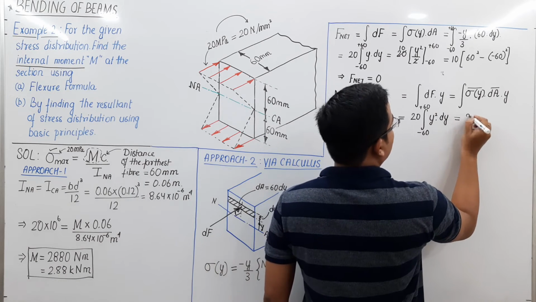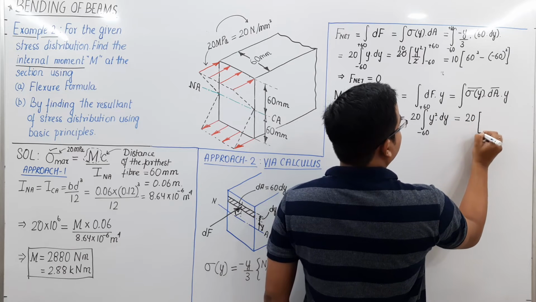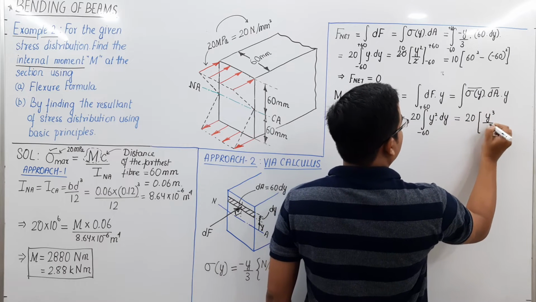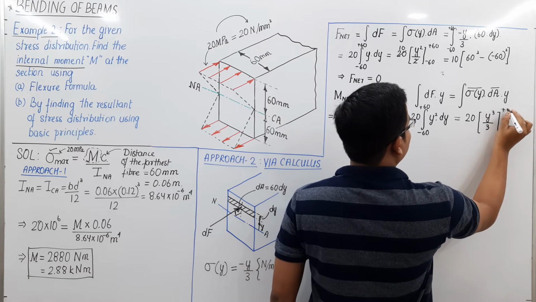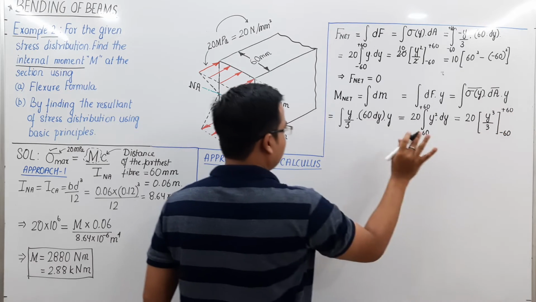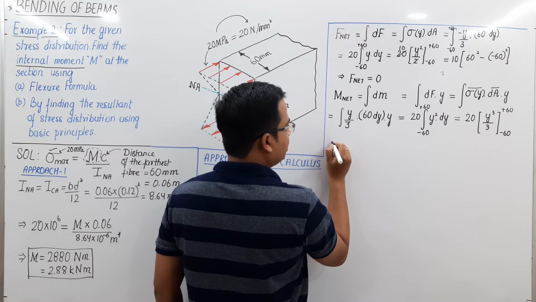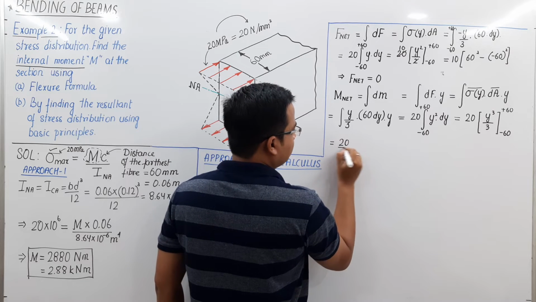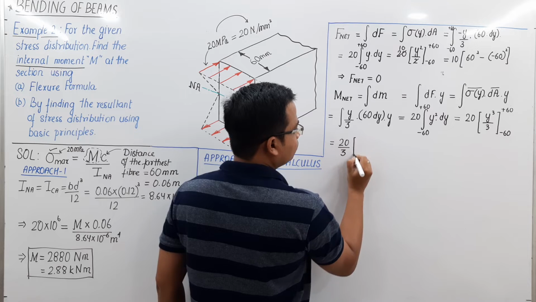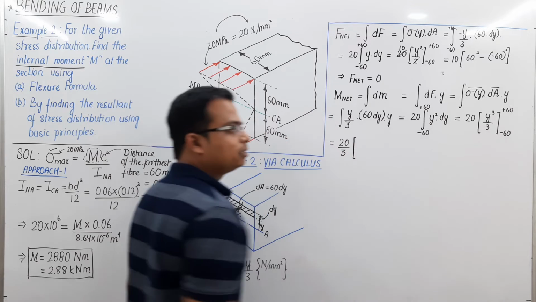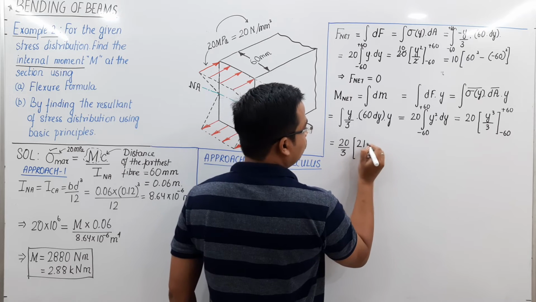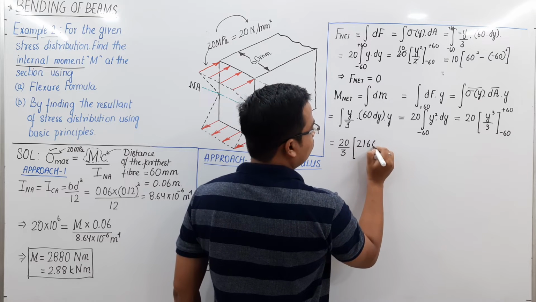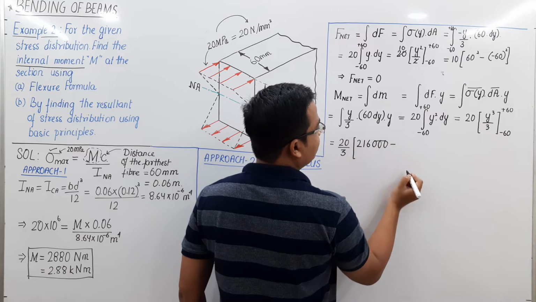This is going to work out as 20 times the integral of y square, which becomes y cube by 3, from minus 60 to plus 60. Again, let me plug in the values. This is going to be 20 over 3 times 60 cubed. 6 times 6 is 36, 36 times 6 is 216, so 216 and how many zeros? 1, 2, 3 zeros. Minus.